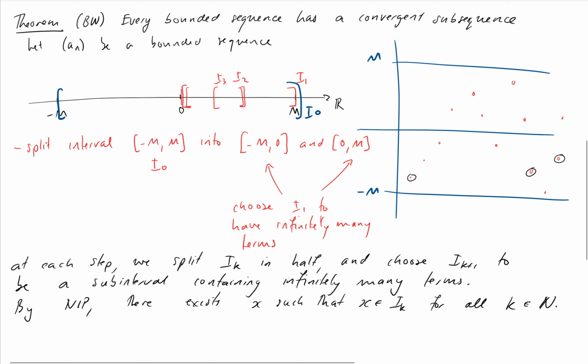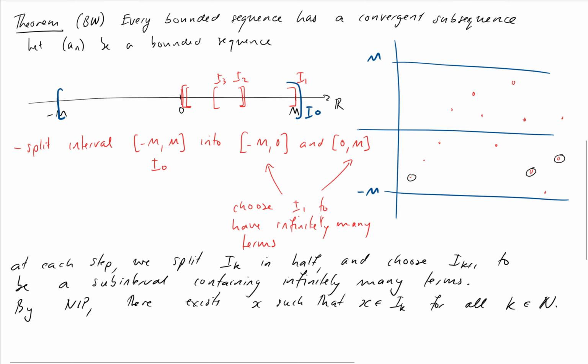Alright, so we don't actually have a subsequence yet. We've got a stack of intervals, and we've got a point in all of them. Now we need to build a subsequence that makes sense. Remember that a subsequence has to respect the order of the original sequence. So we're going to choose a point in each one of these intervals, and we're going to choose our sequence term so that each time we have infinitely many terms to choose from, so we can always go a little bit further on in our original sequence when we make a choice of a point.